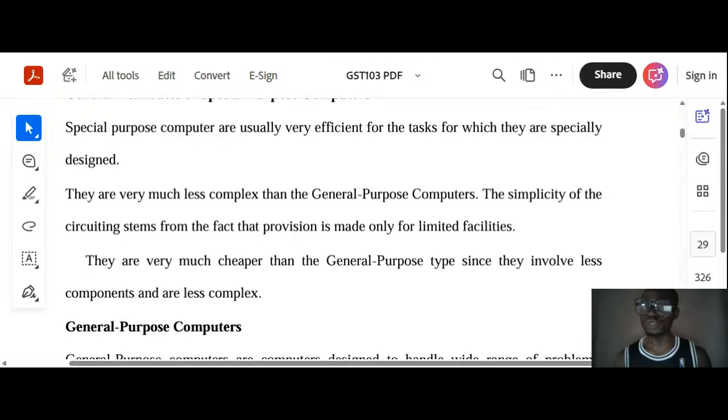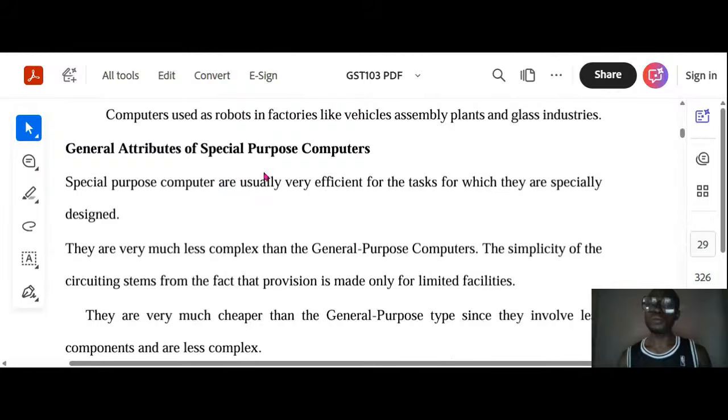What are the attributes now? Number one, they are efficient for the tasks they are created to do. Number two, they are less complex. And number three, they are cheap. Don't forget, when you see list items like this, these are potential questions. In your objective exam tomorrow, they will add one or twist one of them incorrectly and say you should fish out the one that is not part of the attributes of special purpose computers.